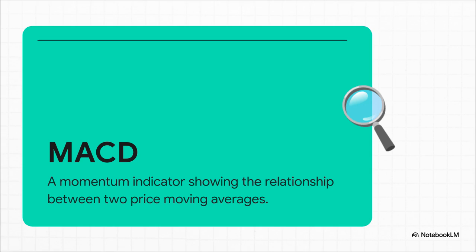Now, the full name sounds super complicated: moving average convergence divergence. But trust me, the concept is way simpler. The MACD basically just tracks market momentum. It does that by comparing a fast-moving price average to a slower one. The best way to think about it is that it's just trying to answer one simple question: is the trend we're in right now speeding up, or is it starting to run out of steam?